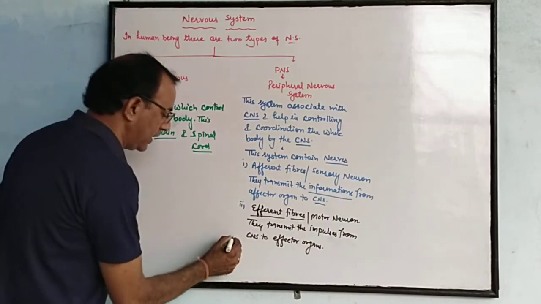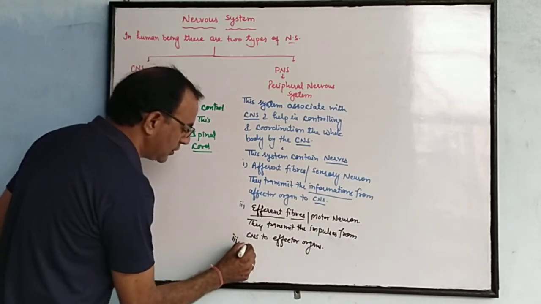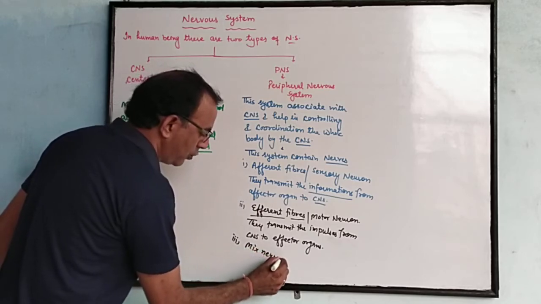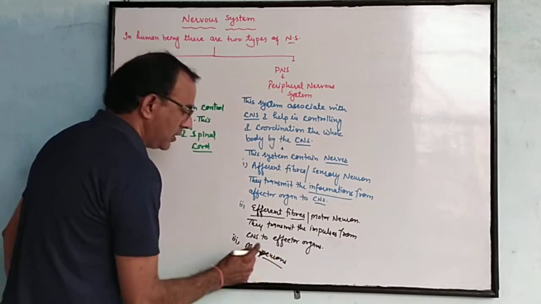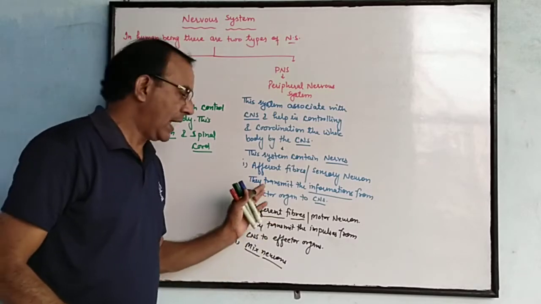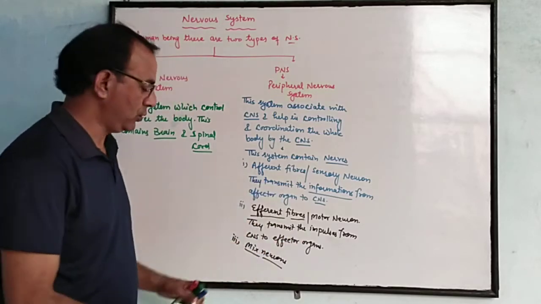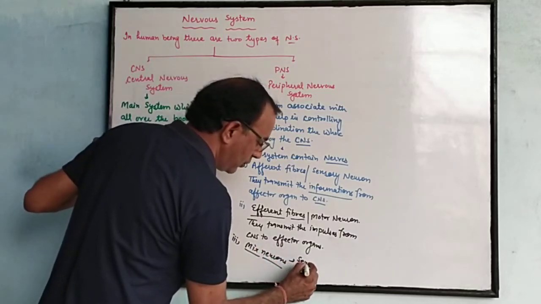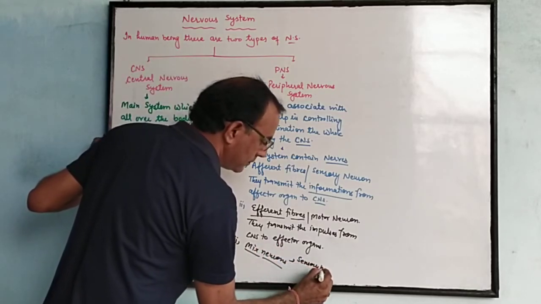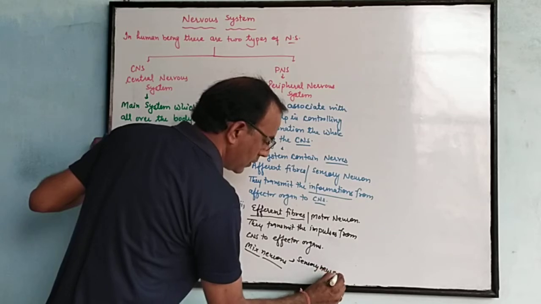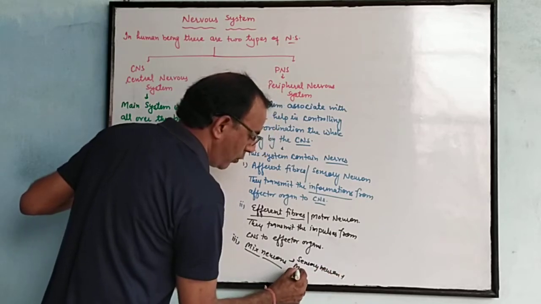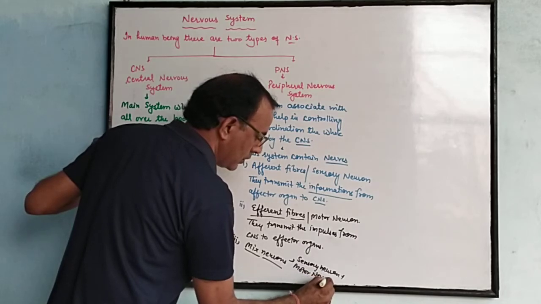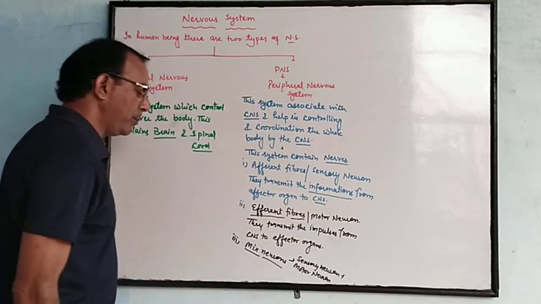One more neuron is the mixed neuron. It means the neurons which act as both sensory neuron as well as motor neuron. Those are called mixed neurons.